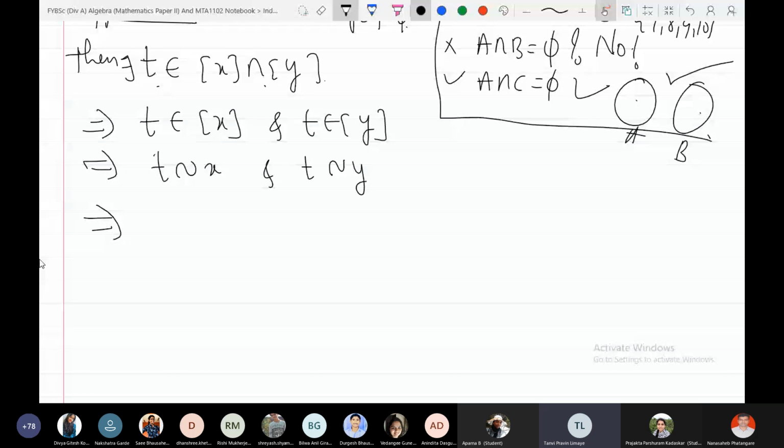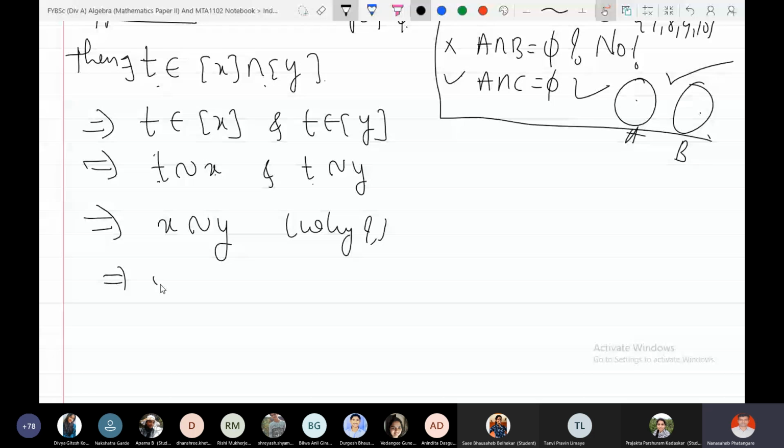X is related to Y. Why? By transitivity. Because X is related to T by symmetry and T is related to Y, therefore X is related to Y. And what can I say now?